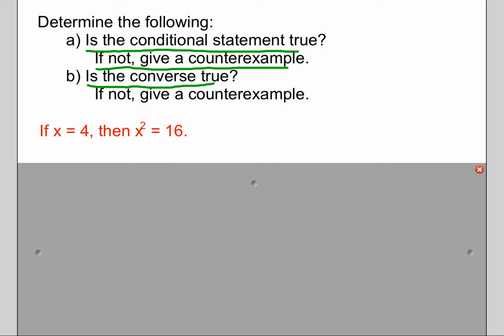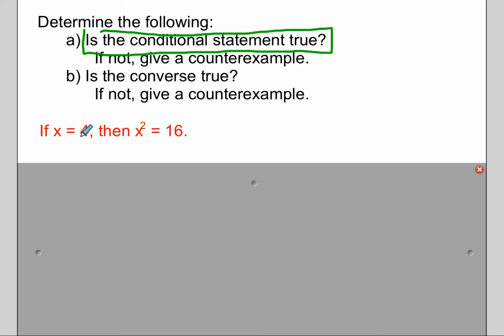Let's look at this one. If x equals 4, then x squared equals 16. Is this conditional statement true? Well, if we take 4 and if we take x and we square it, we get x squared. And if we take 4 and we square it, we get 16. So yes, this conditional statement is true. But let's take a look really quickly at the converse.